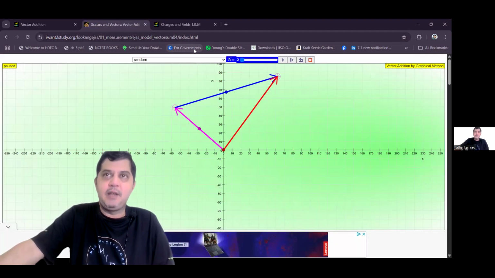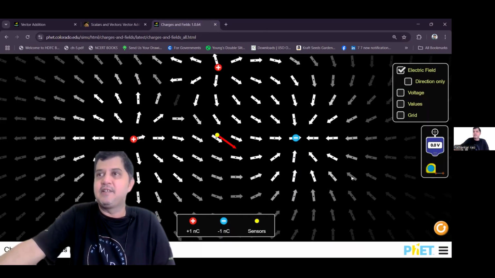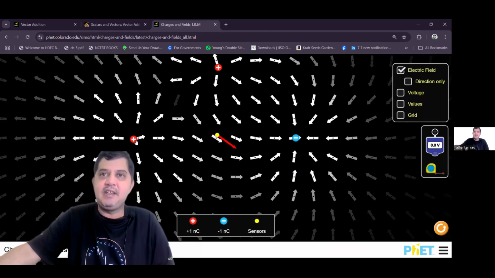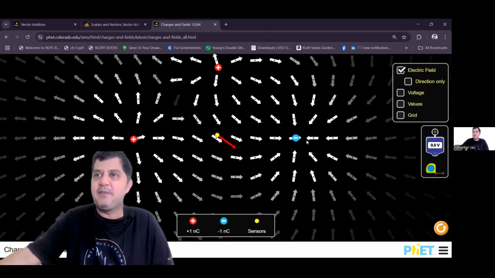Now, where does it find application? If you look at this charges and fields, it finds applications in electrostatics. So for example, I have taken 3 charges over here. So this is having an electric field like this. It's having an electric field radially in every direction. It might be having one direction like this, it might be having a direction like this, and this might be having direction like this.